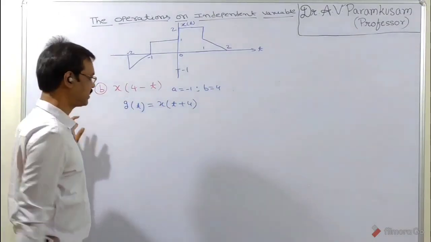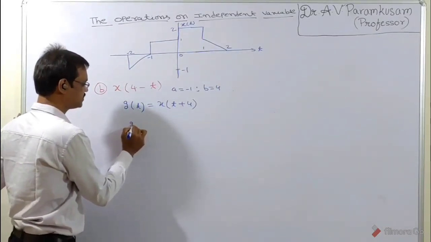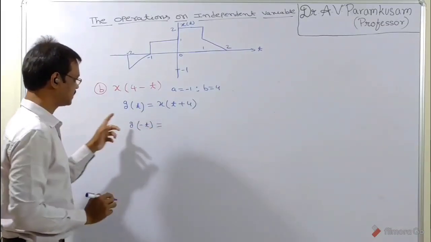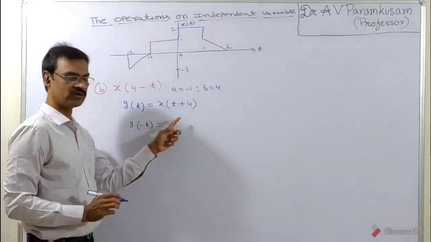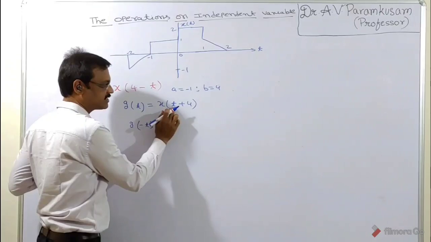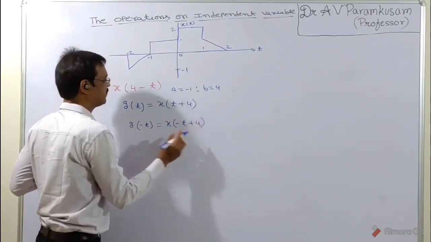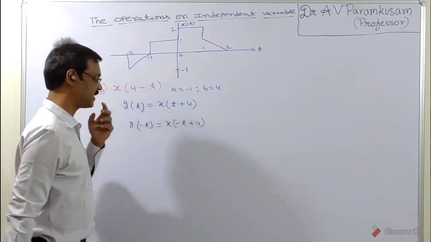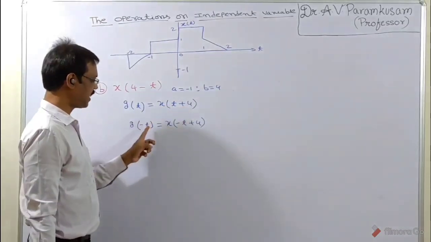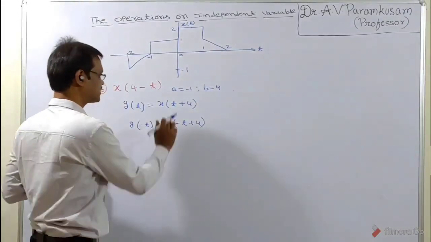So the first step is time shifting. Next, you apply the scale. What is g of minus t? If g of t is equal to x of t plus 4, what is g of minus t? In place of t, minus t is there. Wherever t is there, you apply the minus t. Then this is equal to x of minus t plus 4, that is x of 4 minus t. So this signal is obtained by applying time shifting as well as time reversal. Only two steps.